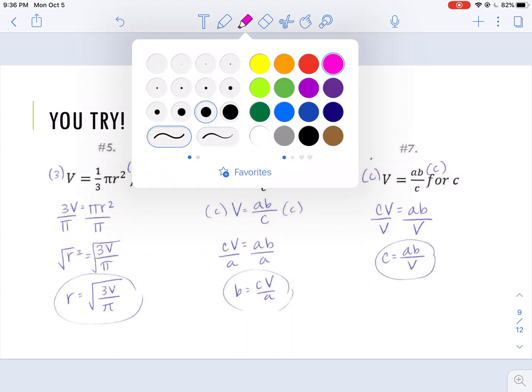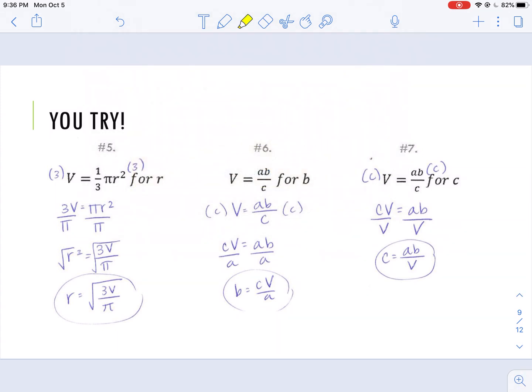All right, the first thing in number 5 is you're going to notice I multiply both sides by the reciprocal of 1/3, which is 3. In other words, I'm clearing both sides of the equation. So we get 3v is equal to pi r squared. So hopefully you have that in your notes.